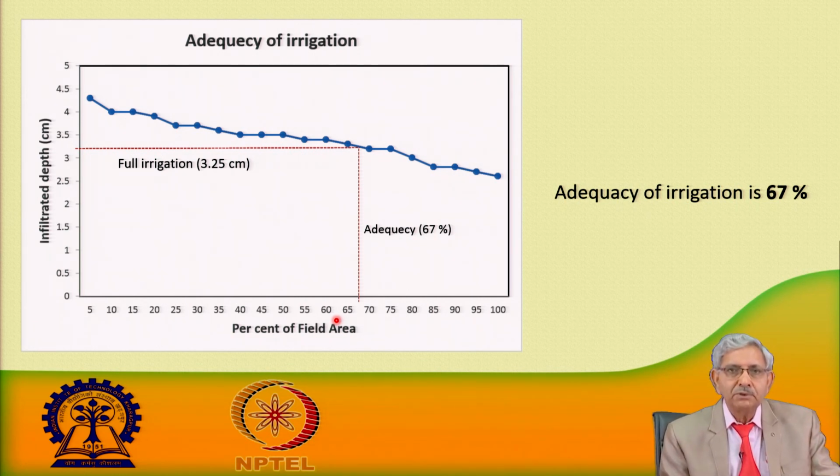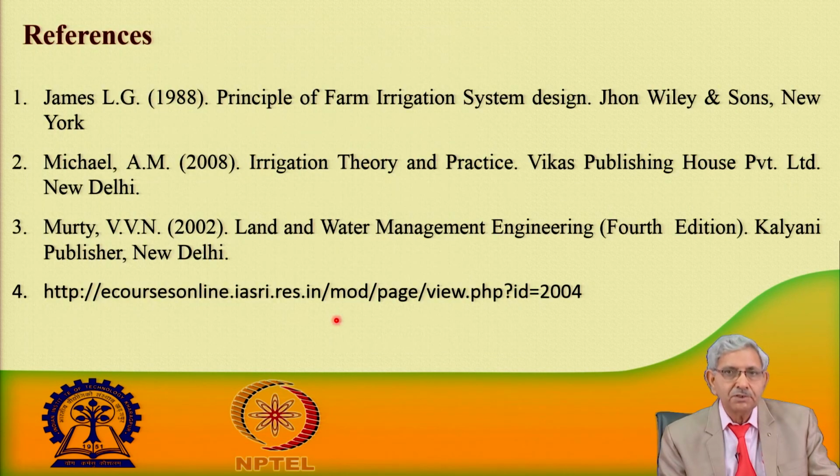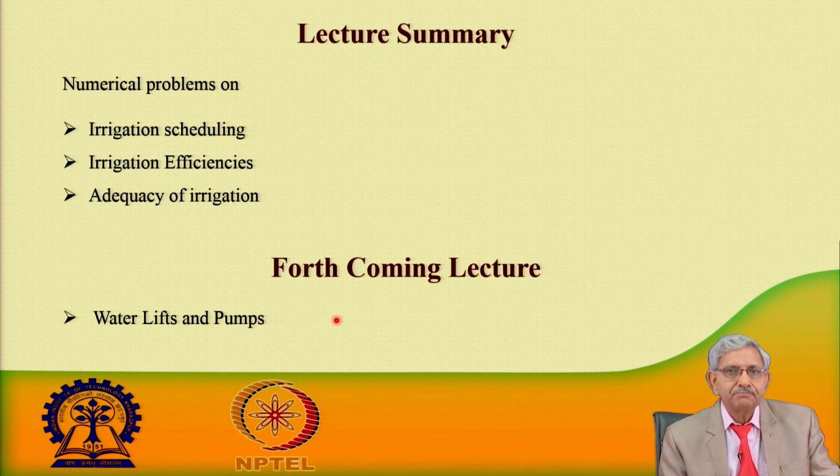Now, this data of adequacy of irrigation is used to evaluate or interpret the effectiveness of irrigation. Uniformity, water application efficiency and adequacy, these three terms are utilized for finding out the effectiveness of irrigation. You can refer to these books as well as internet material for more examples to work out more problems related to these topics.